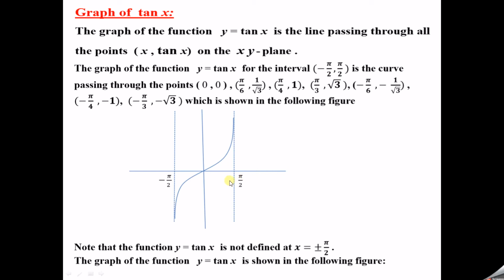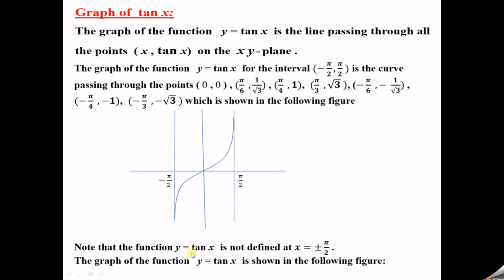After a length of pi, the same values will be repeated for tan x, because tan x is periodic of period pi. After pi length, this is pi. Minus pi by 2 to plus pi by 2, this length between minus pi by 2 and plus pi by 2 is pi. After this pi length, the same values of tan x will be repeated on either side.